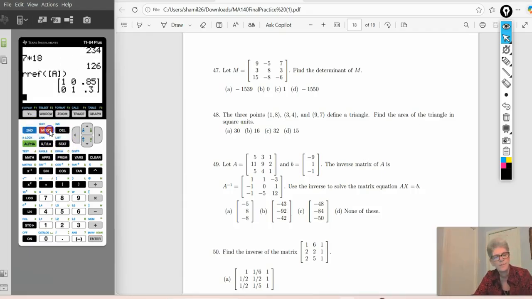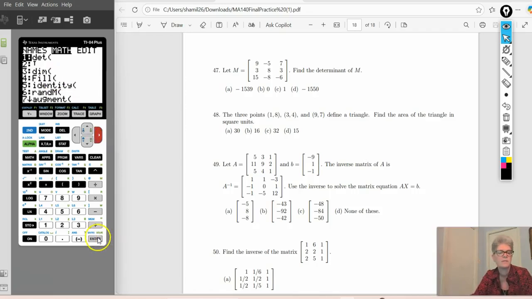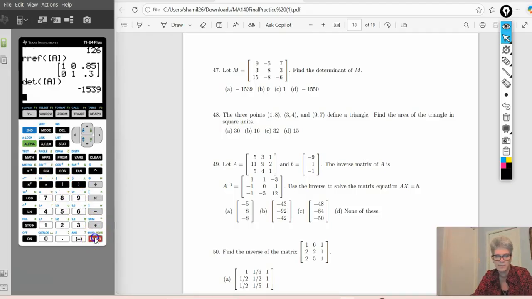So get out, second mode, get back in, second x inverse, go to math, and it's highlighted on determinant. Press enter. Get back into the matrix menu, and under names, just choose A, which is what I called it, and then close out that parenthesis. So the answer is selection A.